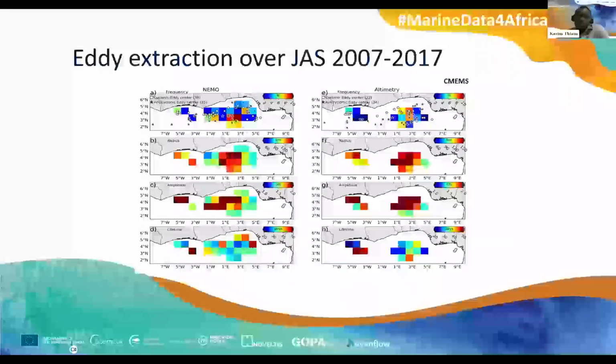But we find more cyclonic eddies for NEMO, especially near the coast, compared to altimetry. And for the anticyclonic eddies, we have comparable values: 35 for NEMO and 34 for altimetry. So it's very nice, and it represents well the different patterns that we expect.